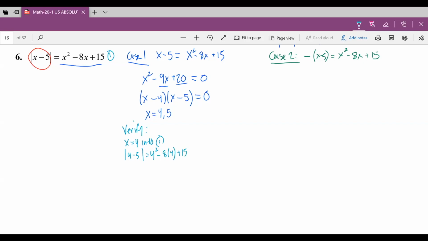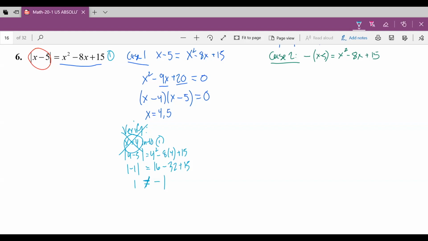All right, so what do we got? We got the absolute value of negative 1. That's going to be 1, so let me just put it there. 4 squared is 16. 16 minus 32 plus 15 is going to be equal, well, that looks to be negative 1, doesn't it? Well, you don't have to be a math whiz to know that negative 1 is not equal to positive 1. So x equals 4 is not a solution. All right, well, let's try the next one.